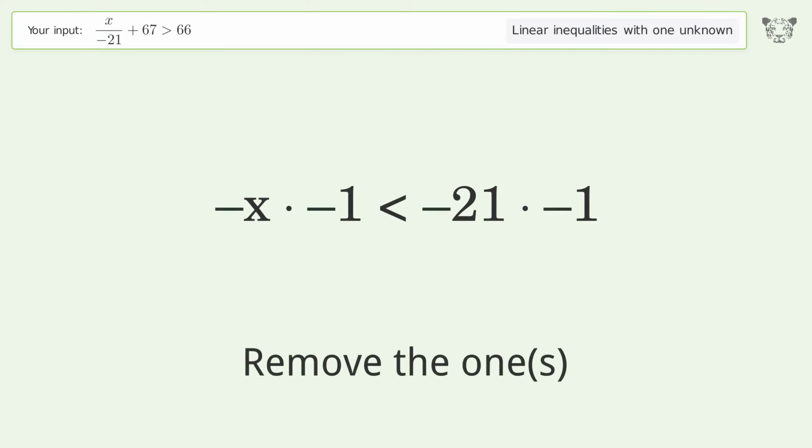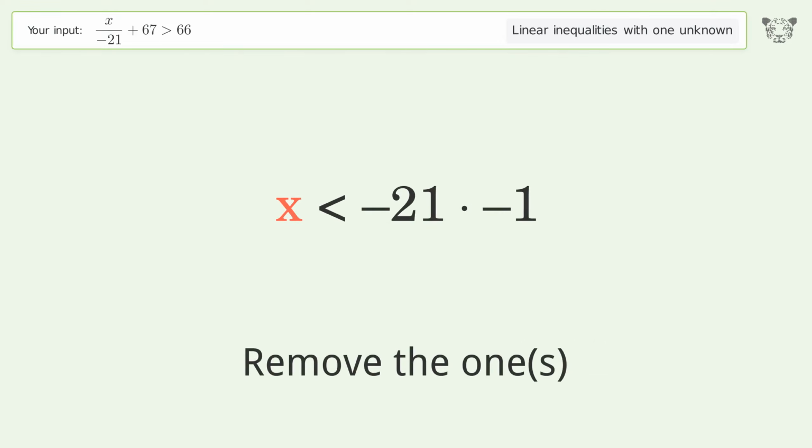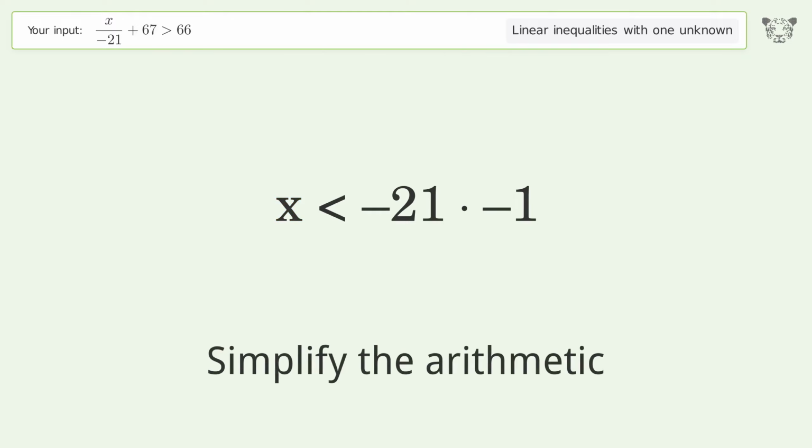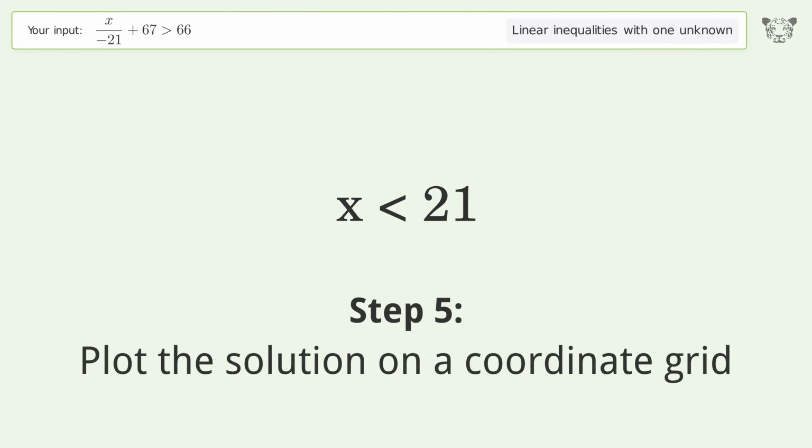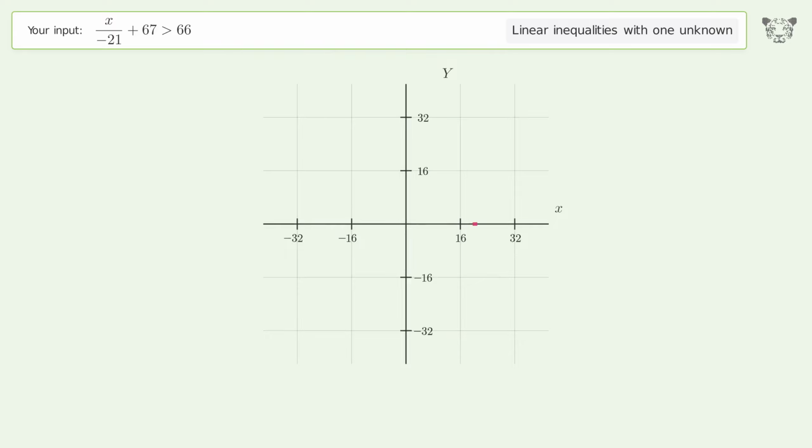Remove the ones. Simplify the arithmetic. Plot the solution on a coordinate grid. And so the final result is x smaller than 21.